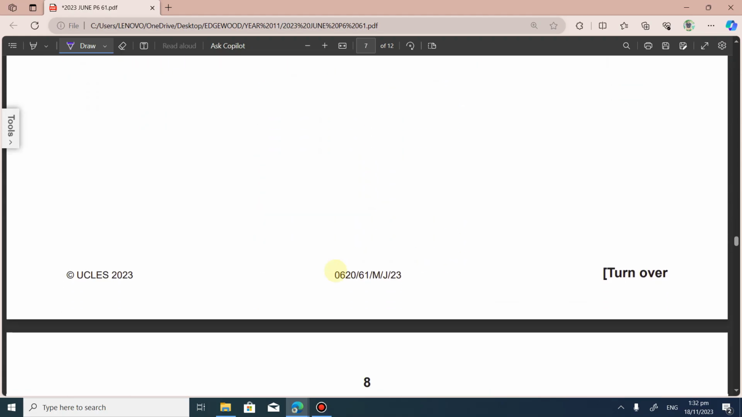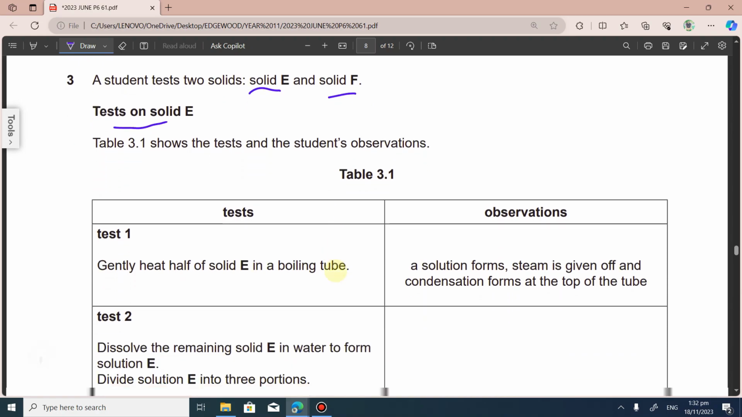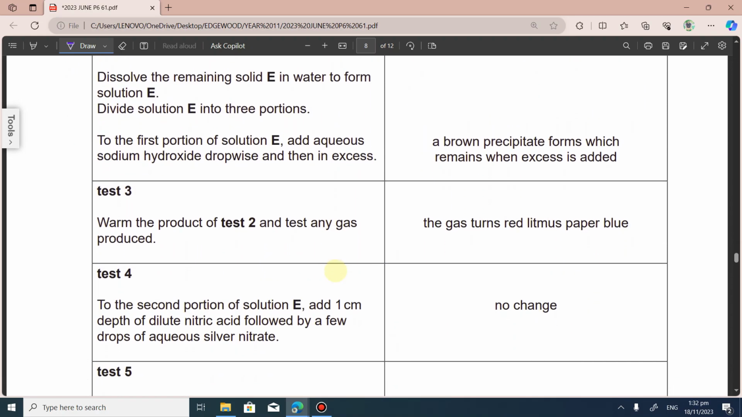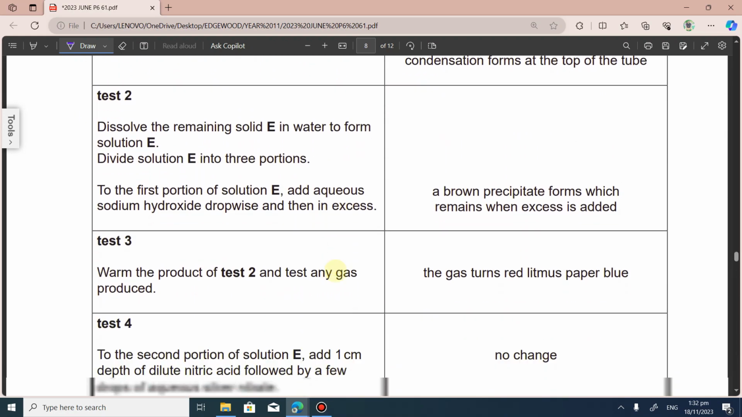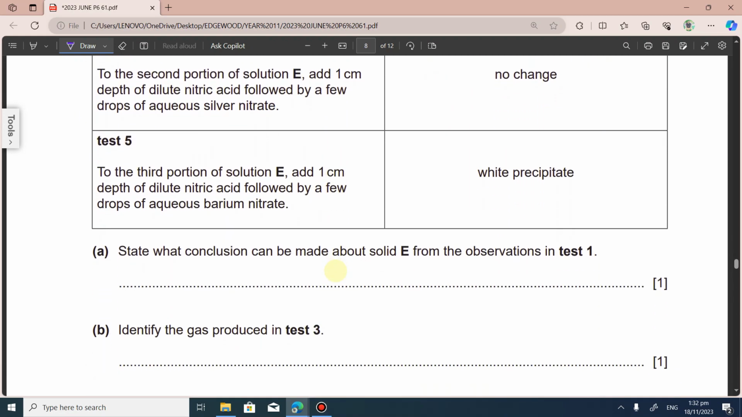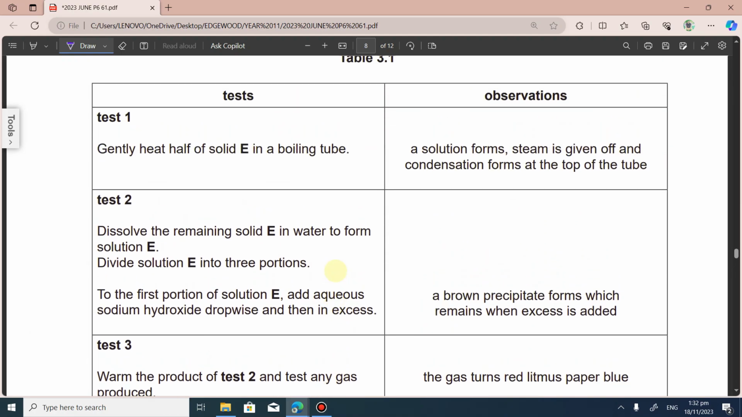Okay, so we move to another question. A student tests two solids, solid E and solid F. This is information obtained from solid E about how many tests were carried out. So let's see what the questions involved are. State what conclusion can be made about solid E from the observations in test 1. So let's read what test 1 entails.